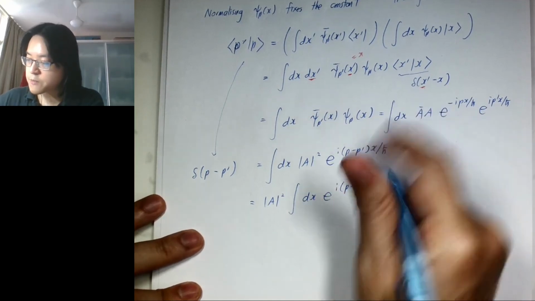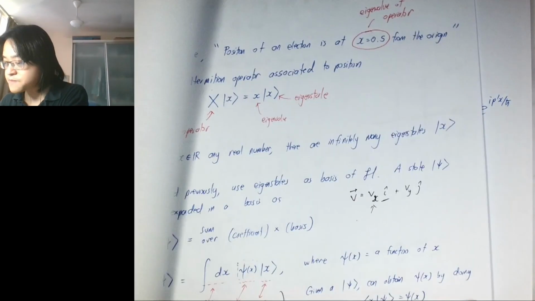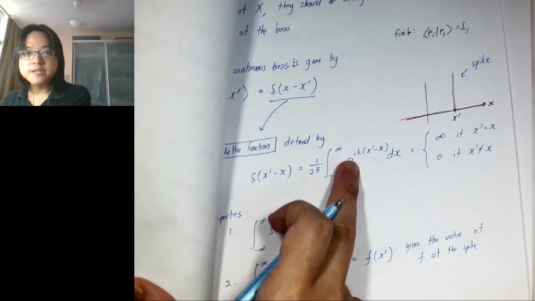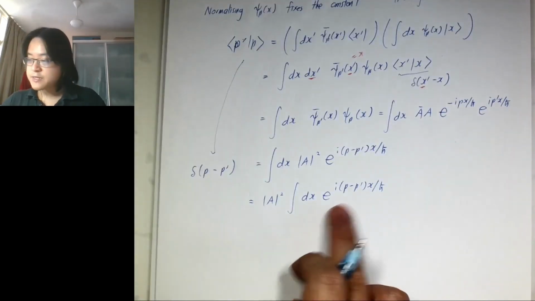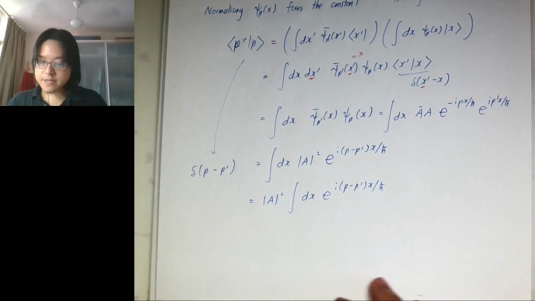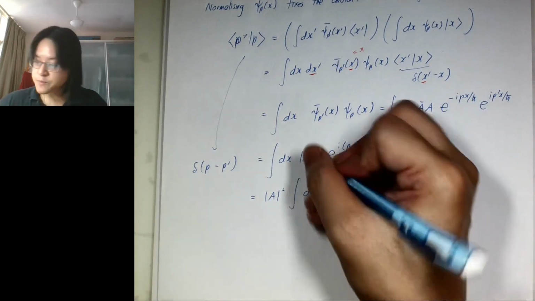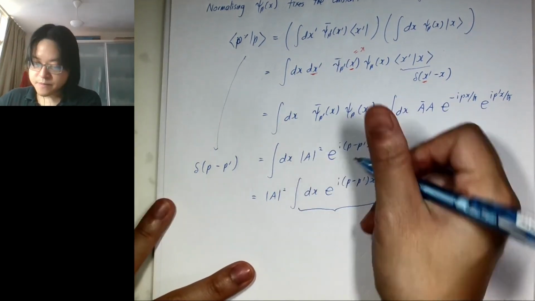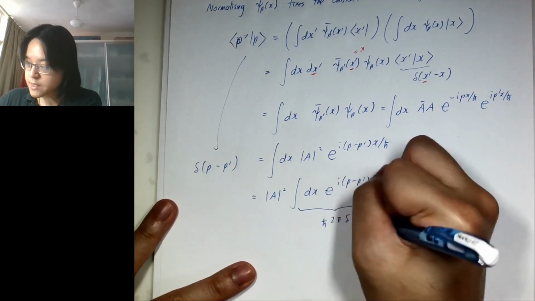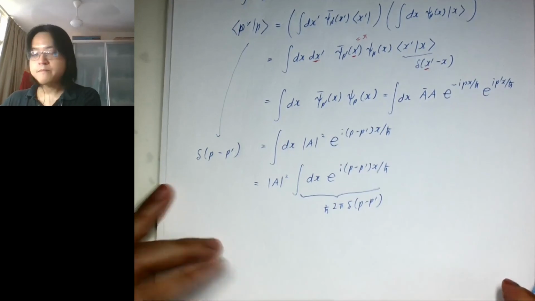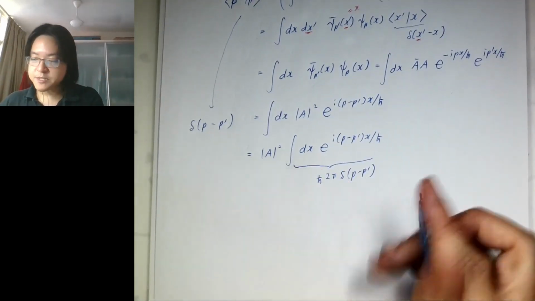So you got this thing over here. Remember at the start, how did we define the delta function? The delta function was defined to be the integral of the constant, then this minus this prime, right? So we got this. If I work out this integral, it's going to be h bar times 2 pi delta p minus p prime. Okay, so this is going to be my delta function over here.